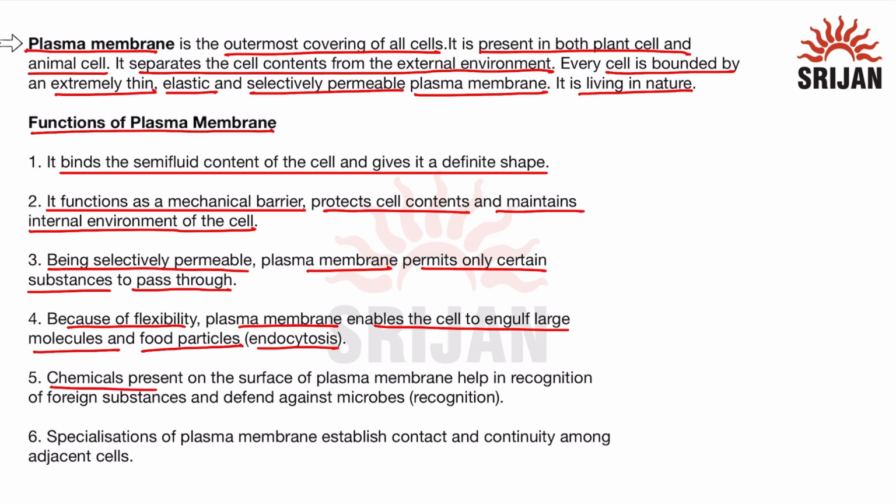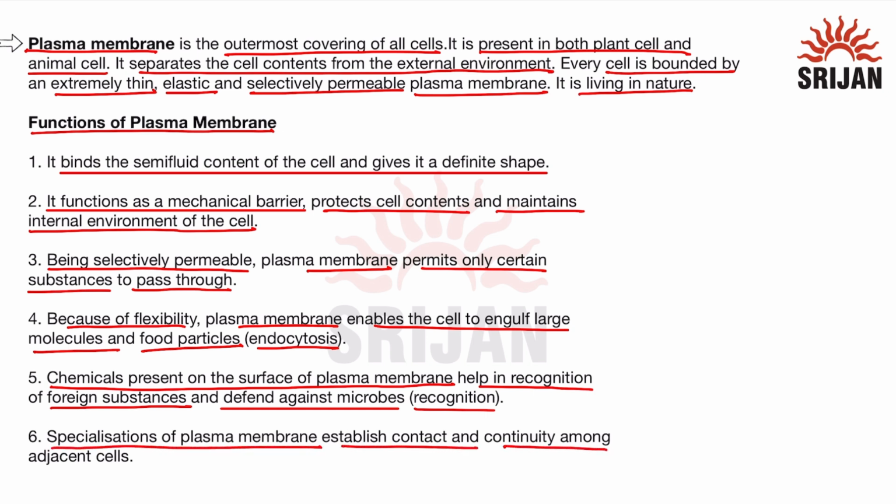Next is chemicals are present on the surface of plasma membrane that help in the recognition of foreign substances and defend against microbes. This is known as recognition. So there are some kind of chemicals which are also present in the plasma membrane and they help in the recognition of the foreign substances or microbes and it protects the cell. Next is specializations of plasma membrane establish contact and continuity among adjacent cells. So plasma membrane also helps to connect one cell with the next cell, and this helps to maintain the contact and continuity among the next cells or the adjacent cells.